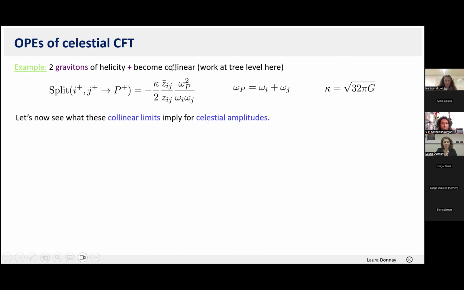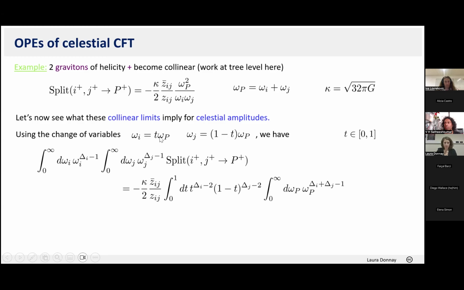Okay, so I have just rewritten here the splitting function, and let's see what it does for celestial amplitudes. So again, what do you do in celestial holography? You do Mellin transforms. Here you have as many Mellin transforms as particles, but let me focus on the interesting ones, which are for the particles i and j that you take collinear. So you have to make two Mellin transforms of this splitting function.